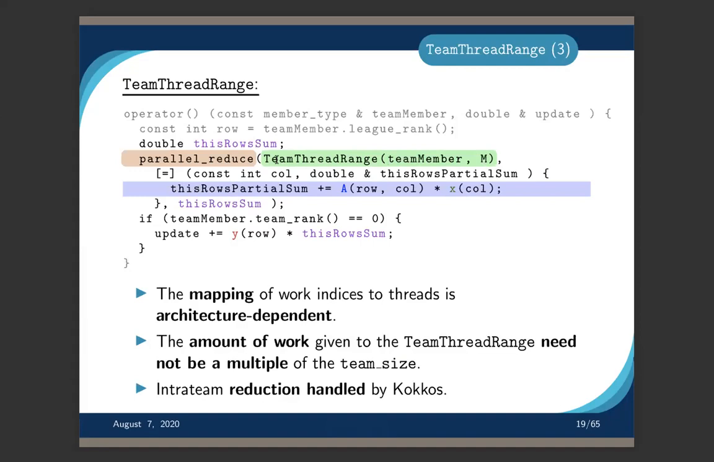Right? You have parallel_reduce, you get the policy, you get a lambda. In the lambda, it's the same as with the normal range policy. You get an index, and for the reduction, you get the thread local variable. You sum into that thread local variable, and you get something back. The same as with our normal range policy, the mapping of work indices to threads here is architecture dependent.